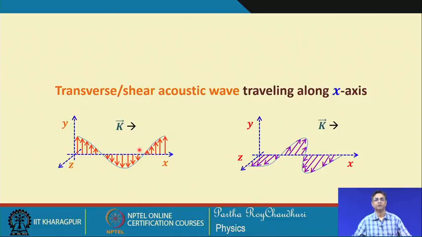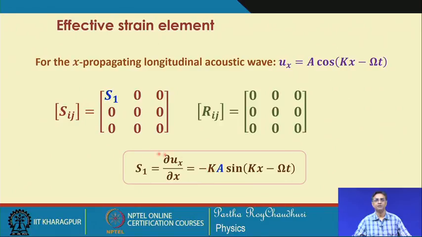So, for the case of the longitudinal wave, we see that this equation is very straightforward. You have only one element, and we will have to work with only one element to see how this S1 changes the refractive index in the medium because of the periodic compression and rarefaction, which has a periodicity given by this propagation constant k, which is equal to 2 pi by lambda.